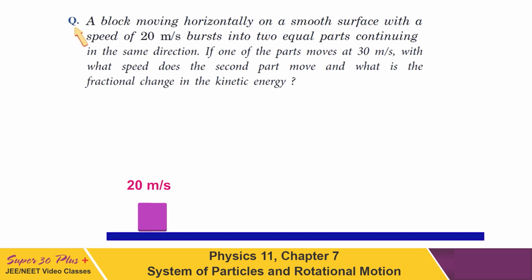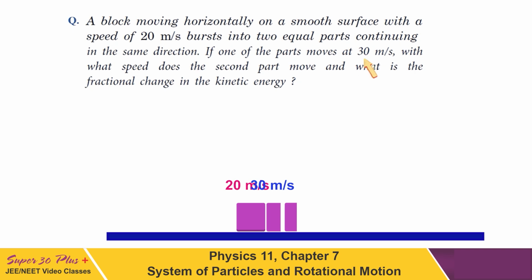One more question. A block moving horizontally on a smooth surface with a speed of 20 meter per second bursts into two equal parts continuing in the same direction. If one of the parts moves at 30 meter per second, with what speed does the second part move, and what is the fractional change in the kinetic energy?